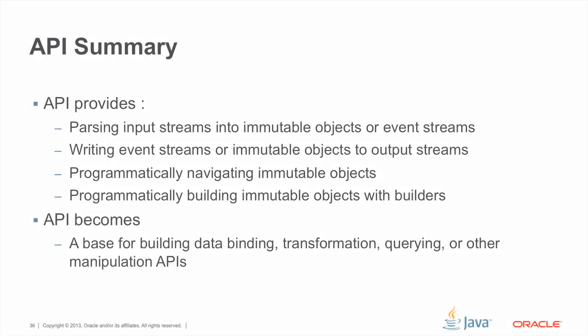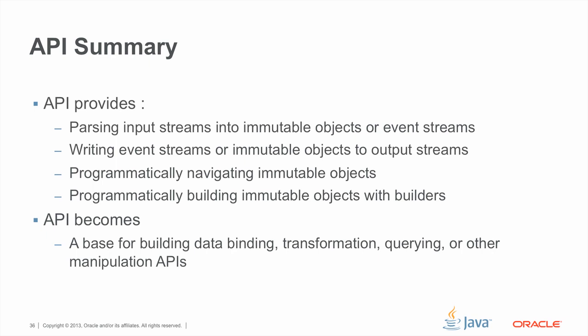So let's come to the API summary. The API provides a way to parse input streams and turn them into immutable objects, or it could parse input streams into an event stream, like the way JSON parser does it. Similarly, you could write the immutable objects to the output streams, and also you can write a list of events to the output streams. It provides immutable objects, those could be navigated, and you could get some information from the immutable objects. And these immutable objects can also be built.